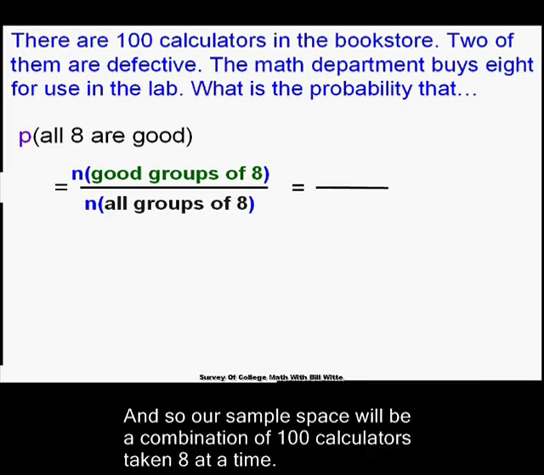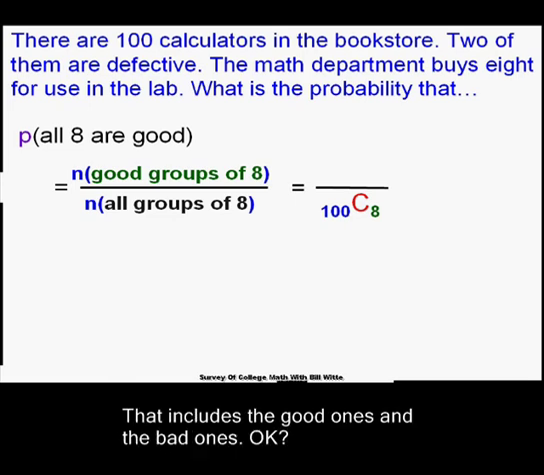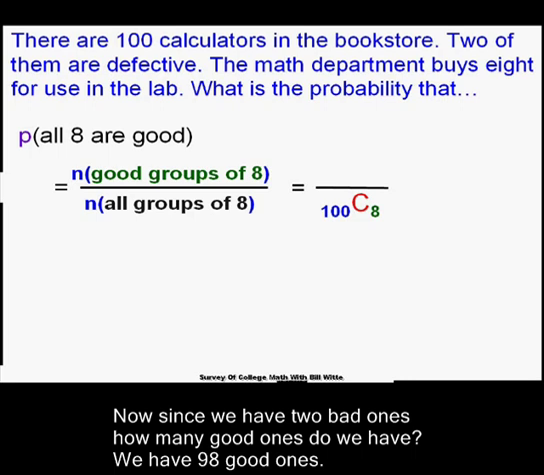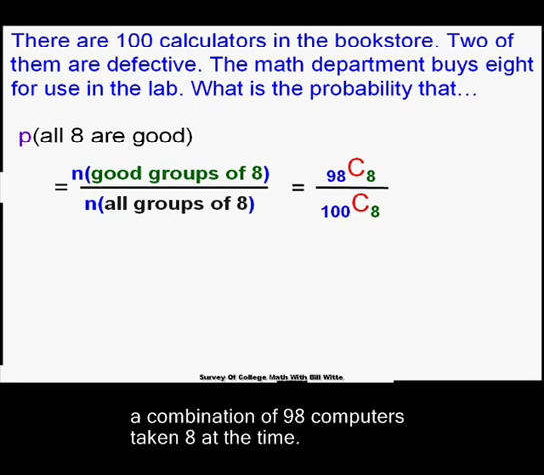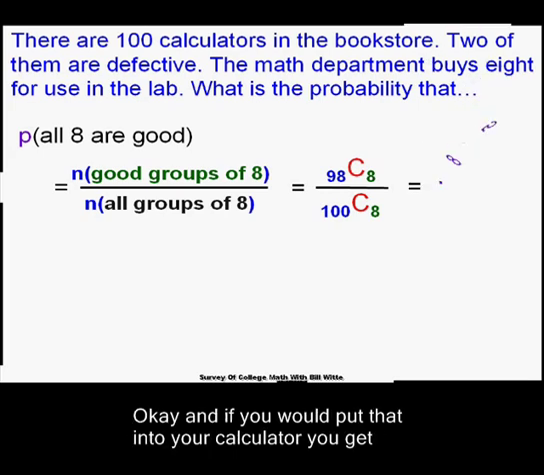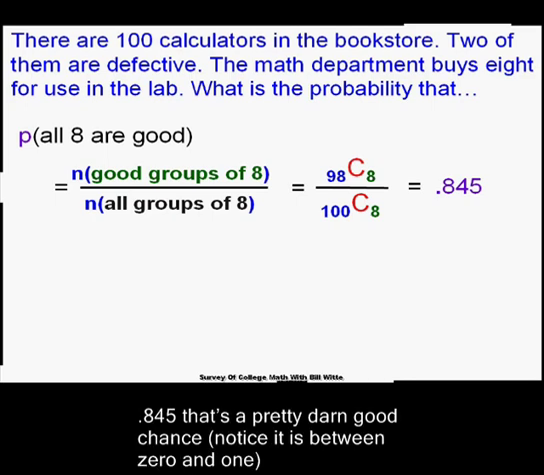Remember, our sample space is going to be a combination of 100 calculators taken 8 at a time. That includes the goods and the bads. Now, since we have 2 bad ones, how many good ones do we have? We have 98 good ones. So the number of ways we can get good groups, since order doesn't count, is a combination of 98 good ones taken 8 at a time. If you put that into your calculator, you've got a pretty darn good chance, of course notice that it's between 0 and 1, of getting all good ones.